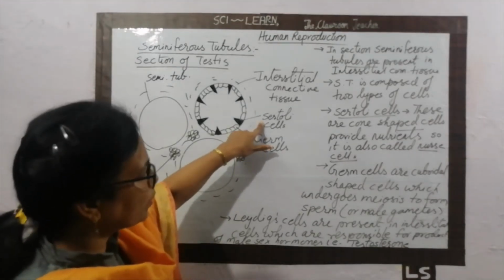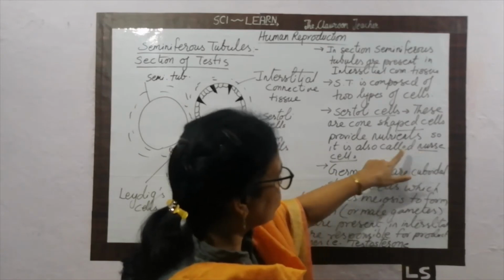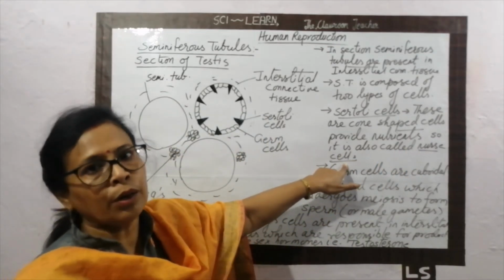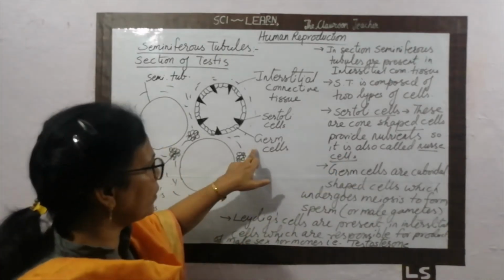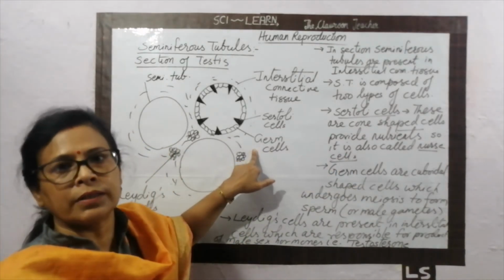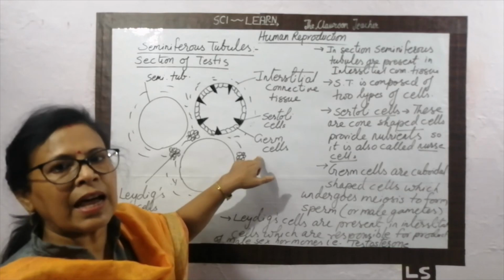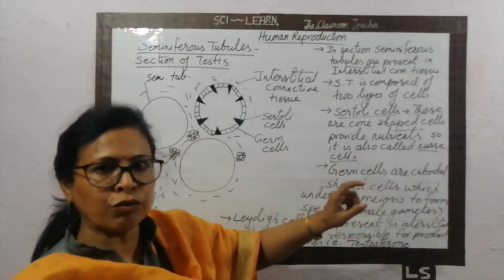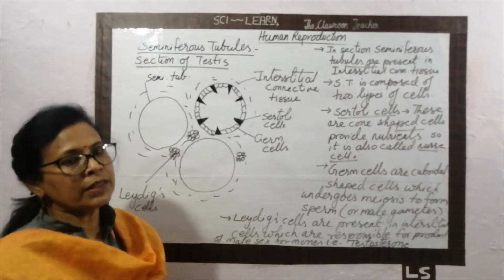One is called the Sertoli cell. The Sertoli cell is also called the nurse cell because it provides nourishment to the growing sperm. The second type of cell present is called the germ cell. The germ cell actually produces the sperm. They go through meiosis to form the male gamete, called the sperm.